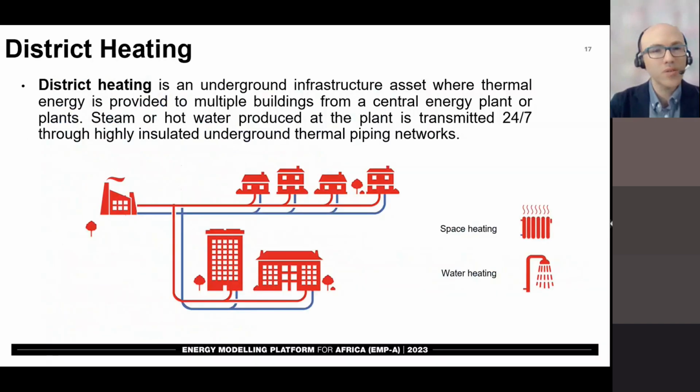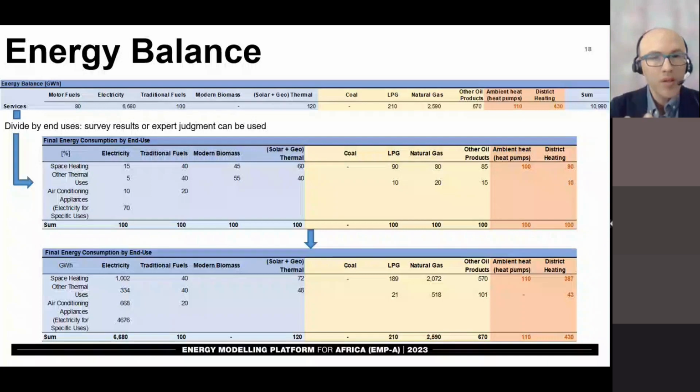So this was mentioned before, and for the service sector, we can also have this technology that is used to provide heat for buildings in the service sector. So the same way that we have seen for the residential sector, here is how to calculate the final consumption by end use.